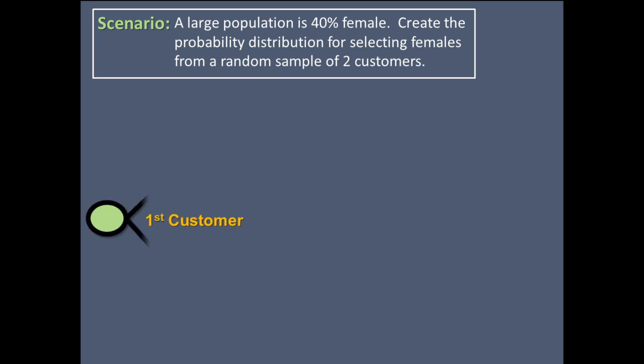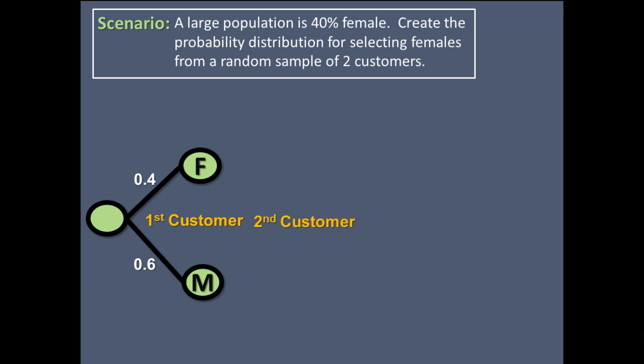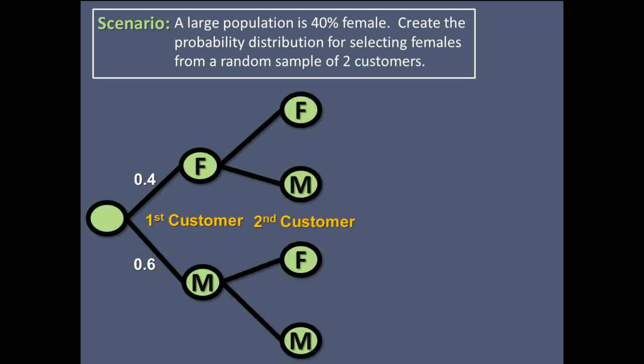So looking at our first customer, we could get either a female or a male. We're told that the population is 40% female, so there's a probability of getting a female of 0.4, which using our complement rule would make the probability of getting a male 0.6. Now it said we're going to select 2 customers, so we need a second branch here. The fact that it says this is a large population means that even after we select that first customer out, it's still going to maintain that same probability of getting the second customer female of 0.4 and the second customer male of 0.6. So due to the large population, our probability for the second customer remains unchanged.